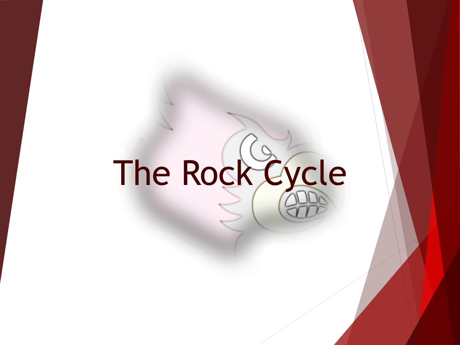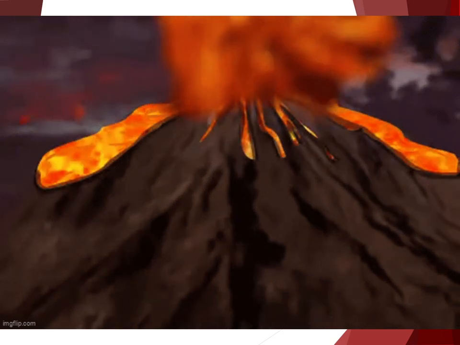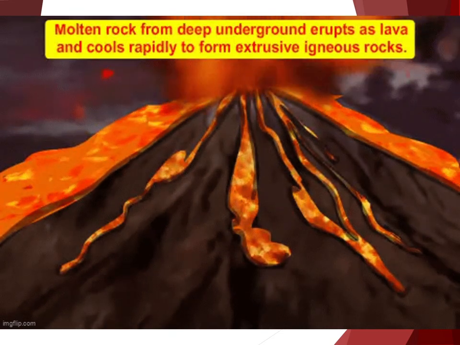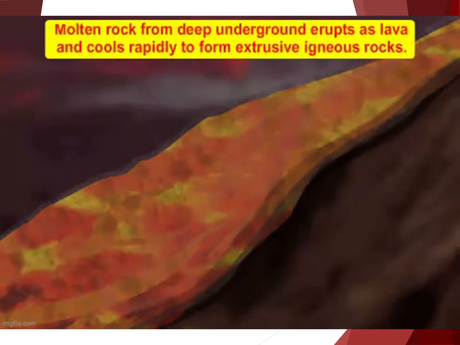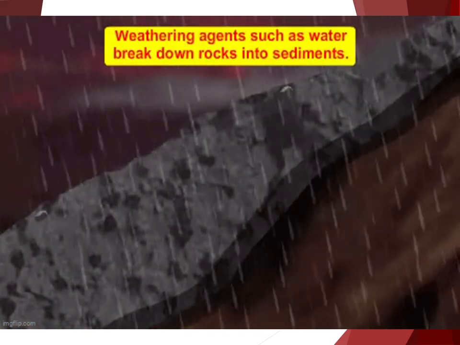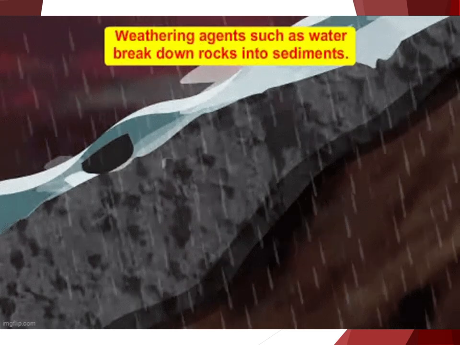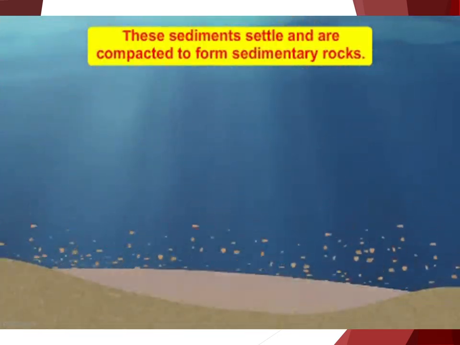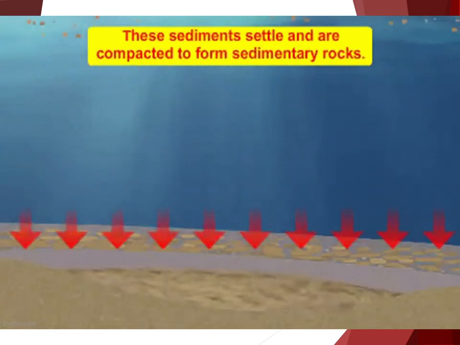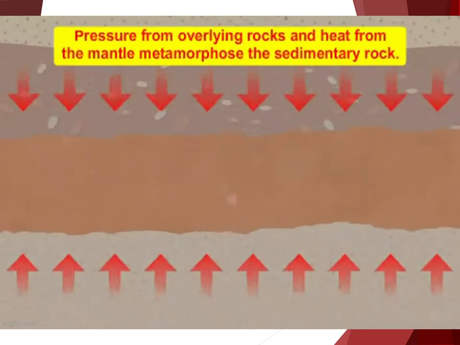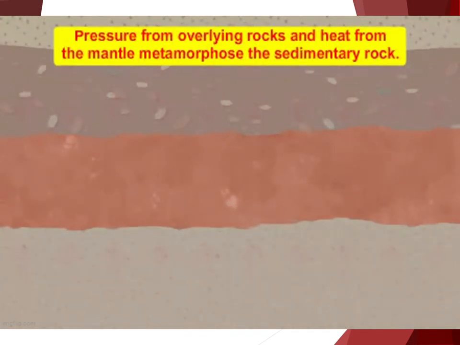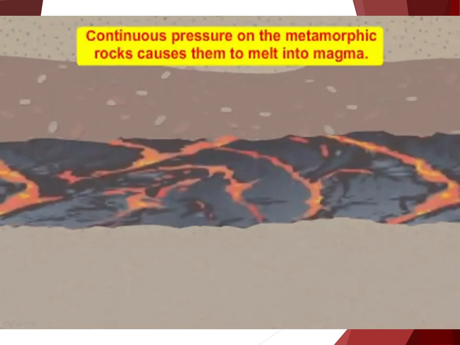The rock cycle. The rock cycle describes how rocks change over time. Like all cycles, the rock cycle does not have a true beginning or a true end. Igneous rocks are formed as magma cools beneath Earth's surface, and lava cools at or on Earth's surface.